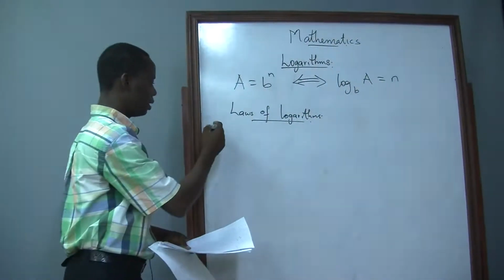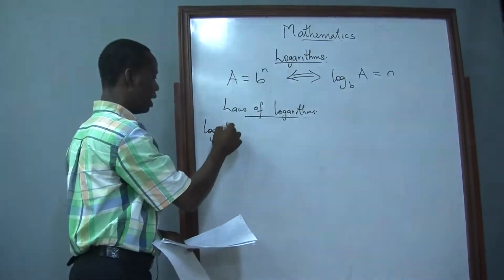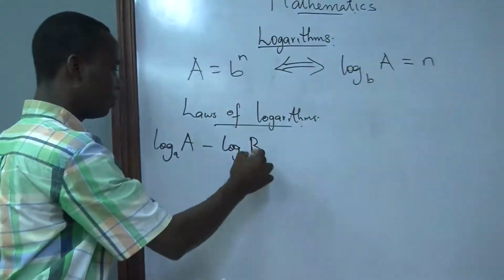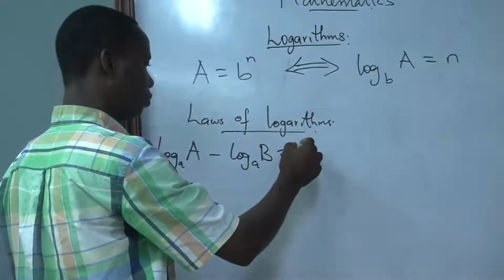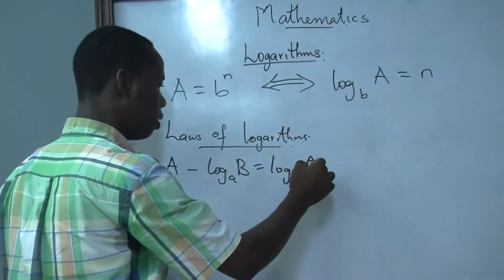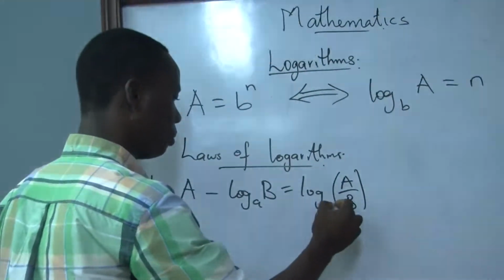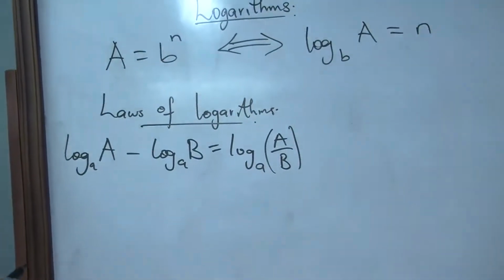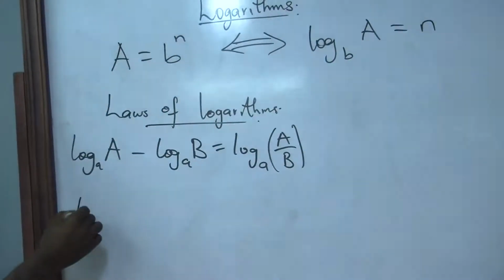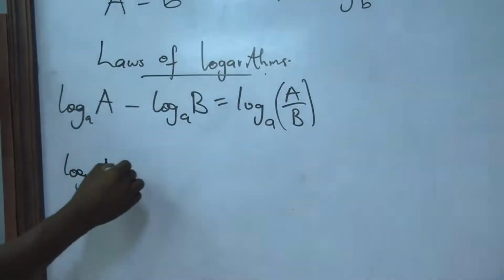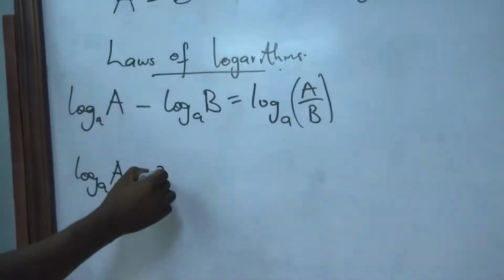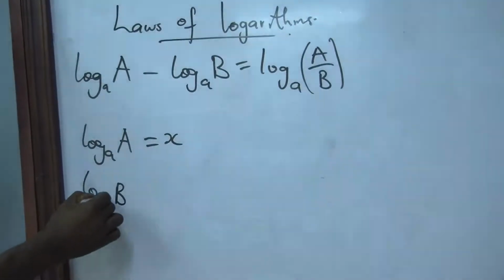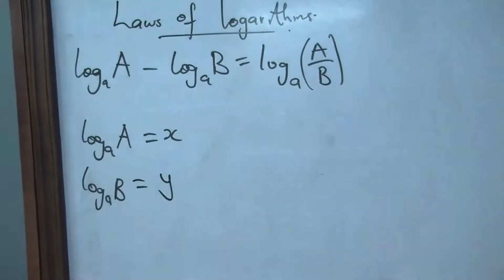Let me show the second law now. Log A in base A minus log B in base A. The second law says it equals log of A all over B, all in base A. Just like what we did earlier while we were dealing with the first law, we know that this relationship will equal something, let's say for example X, and we know that this relationship also will equal something, let's say for example Y.